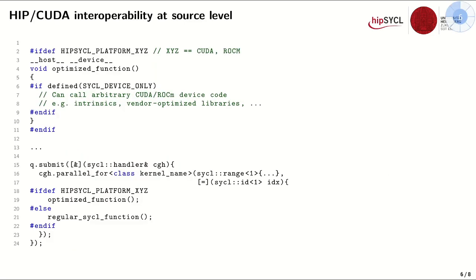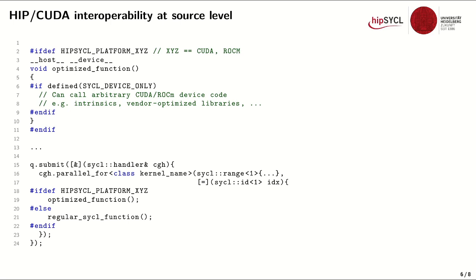One of the most interesting things about HipSYCL is the ability to mix and match CUDA and HIP and SYCL code in the same source file, which allows you to create highly optimized code paths for specific devices. Let's assume that you want to create such an optimized code path for some HipSYCL platform, CUDA or ROCm or even CPU.